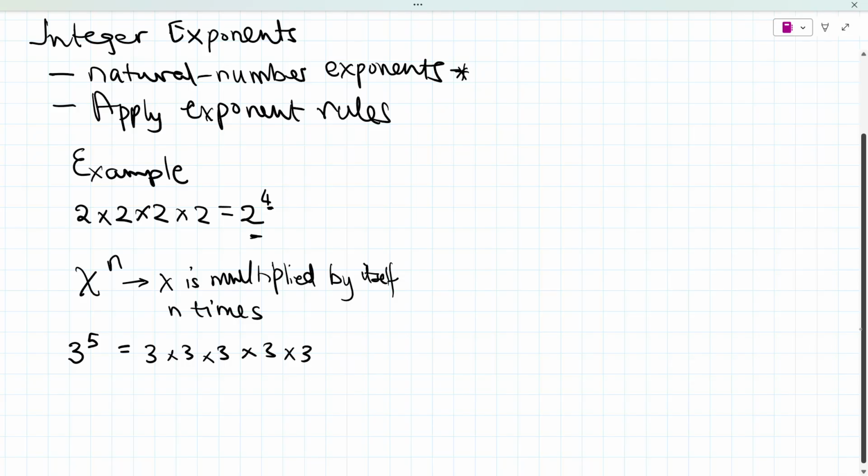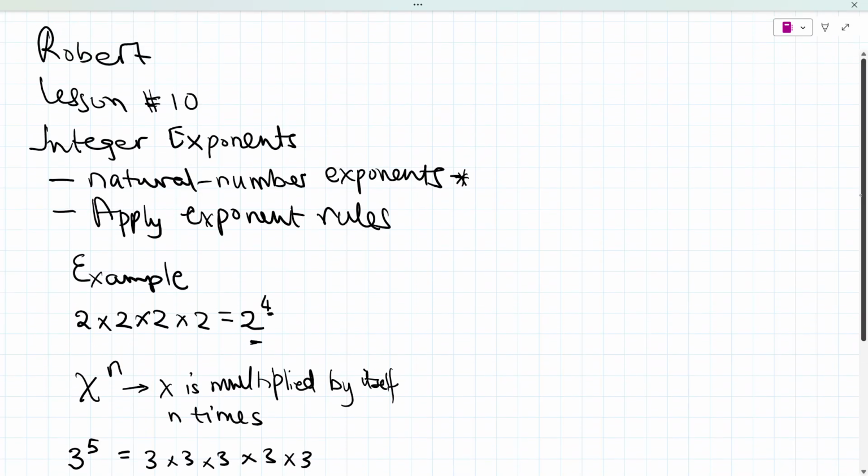Now, if the exponent is 1, we usually do not write it. For example, if we have x to the power 1, this is the same as writing x. So we normally don't write a 1 if a number has an exponent value of 1. So if you're asked to write 4 squared without exponents, this just means 4 multiplied by 4.